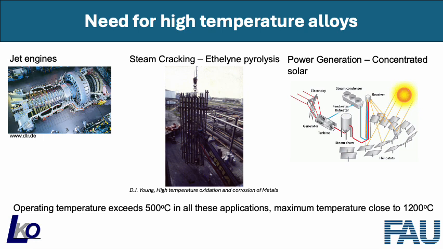Coming to the need for high temperature alloys. So what is first high temperature in this context? As I already mentioned when I was explaining the first two slides, it should be above 0.5 times the melting point of the material. But in general, in industrial context, we usually use the word high temperature application for temperatures which exceed 500 degrees Celsius, and we have operating temperatures up to 1200 degrees Celsius.